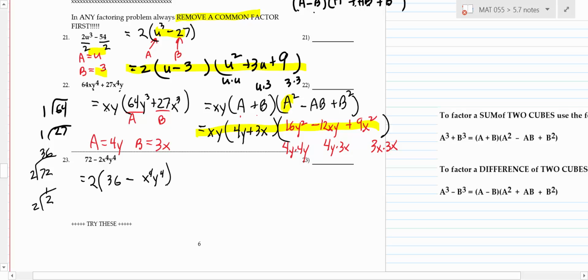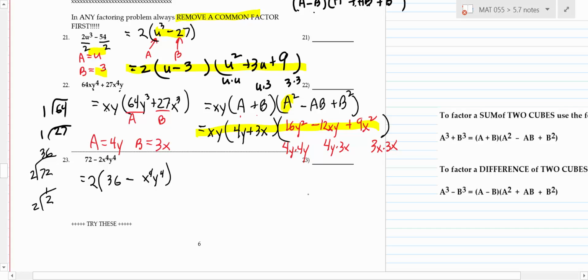Okay? Now, let me ask a question on this. See, when you're learning factoring, you got to recognize what you have. How about 36? Is that a perfect cube or is it a perfect square? It's a perfect square. How do you know it's a perfect square? 6 times 6 is 36. How about x to the fourth? Is that a square or a cube? It's a square because it's x to the second times x to the second. Y to the fourth is the same way. Y to the second times y to the second. So this is a difference of 2 squares.